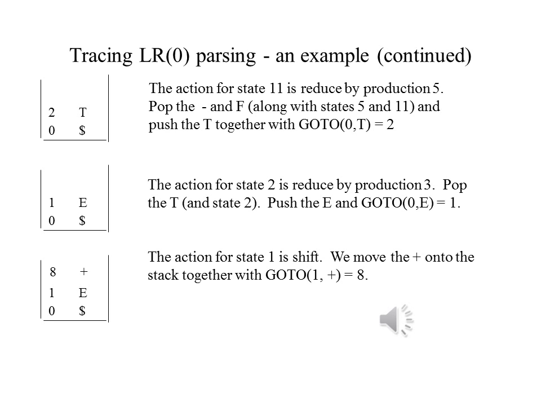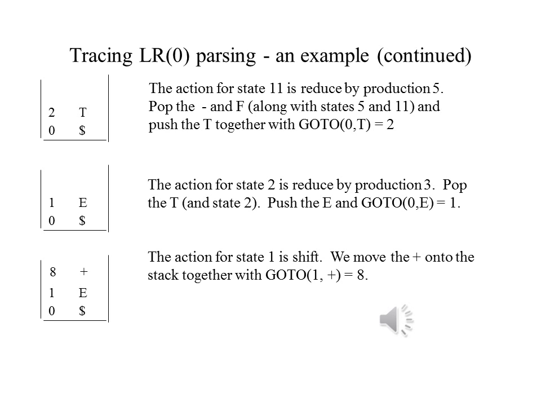The top state on the stack is now state 0, because everything that was above it was removed from the stack. The goTo of state 0 and T is state 2, and we push it on the stack together with T. The action for state 2 is reduce by production 3. E derives T. Popping T means popping state 2. So once again, we have state 0 on top of the stack.